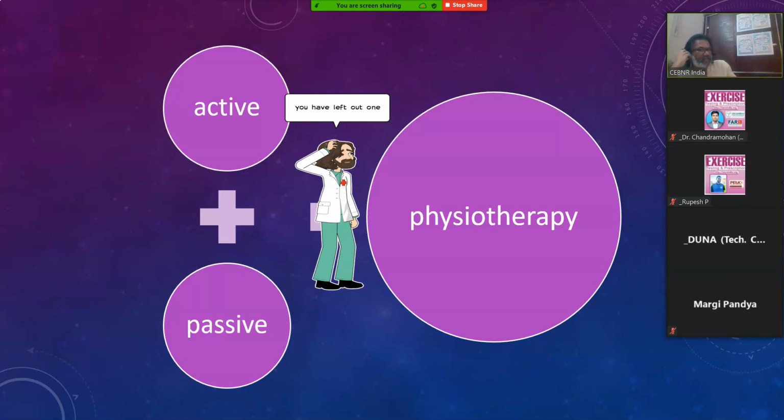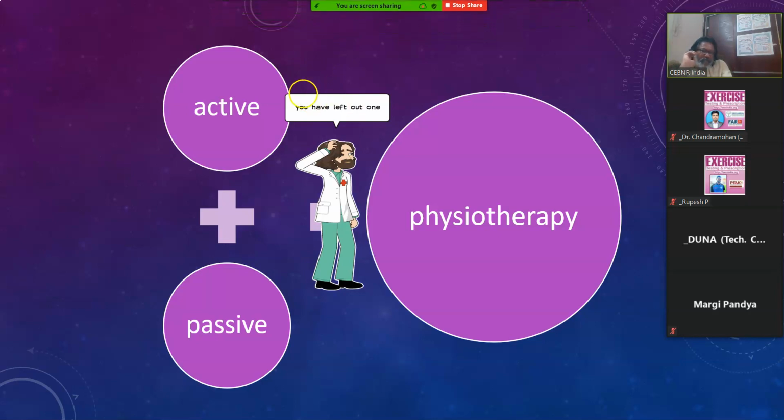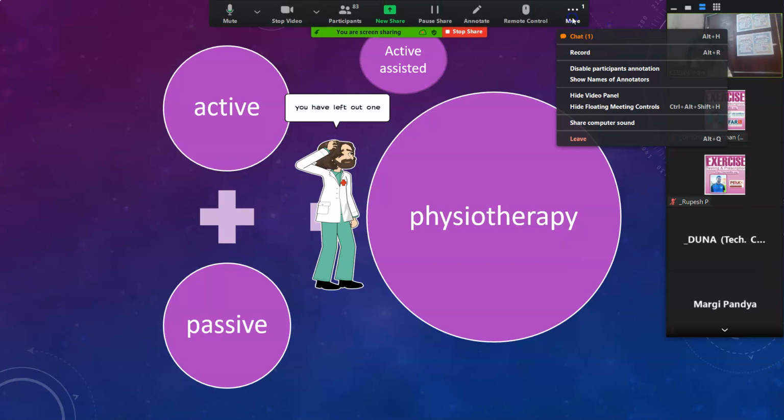There's a subclassification of active treatment, which I'm not going to go into today, because the focus is something else, not just on physiotherapy, I mean, not just neurology. I'm not going into that part of it. But one thing I have left out. Can you point out what I have left out? You can also think of it as a part of active treatment. So what have I left out? Can I just put it in the chat?